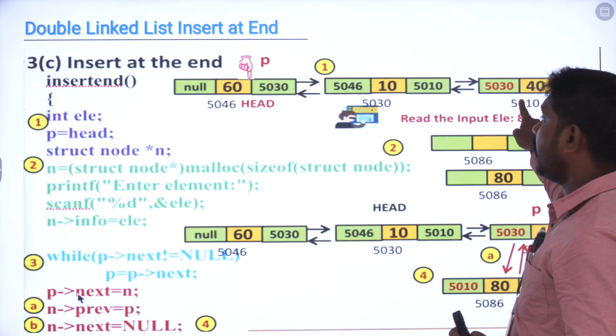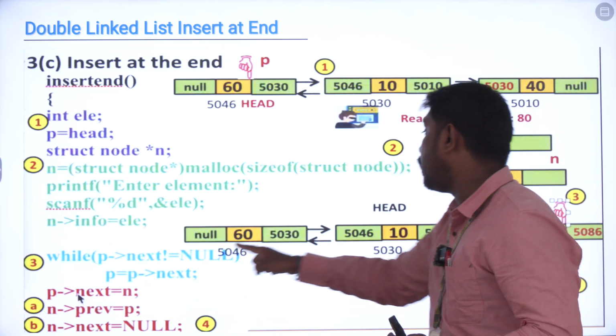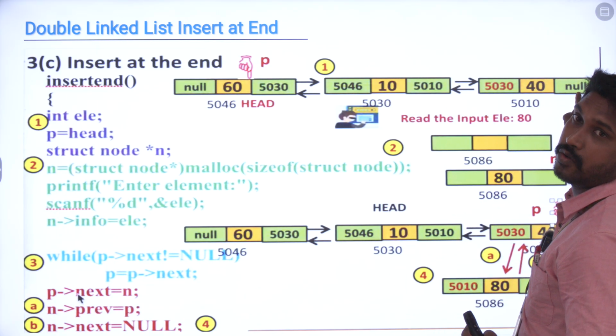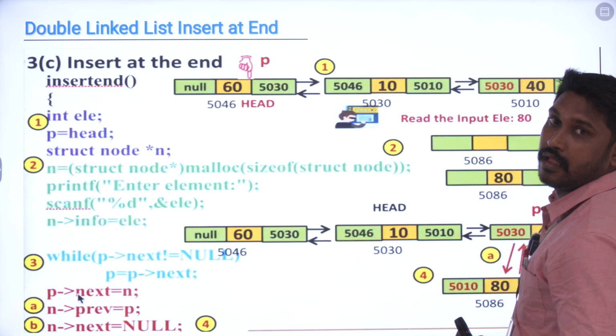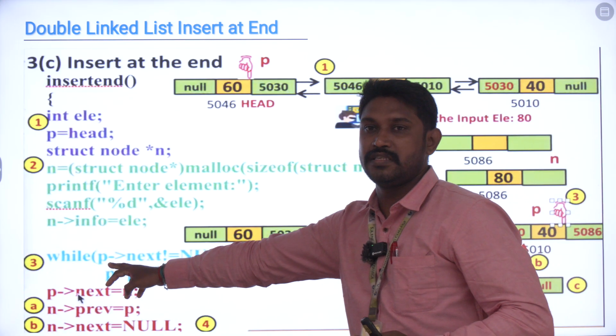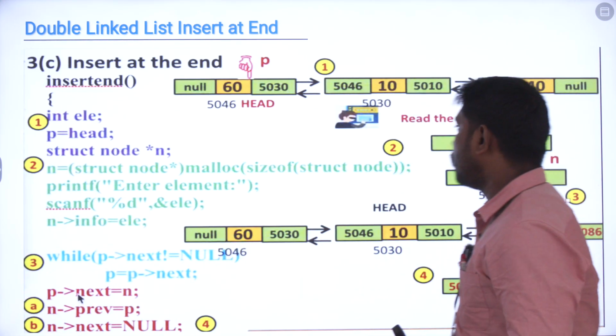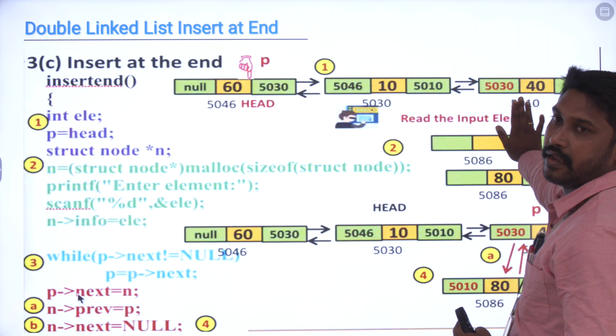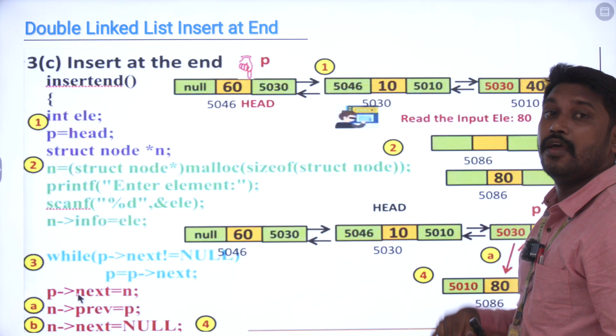Then here we check again whether P of next is not equal to null. Here P of next is equal to null, so the condition becomes false and it comes out of the loop. Now the pointer P is present at the last node. Here we are going to insert the new node.